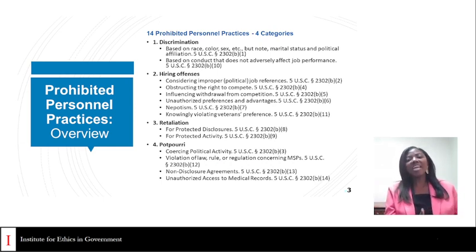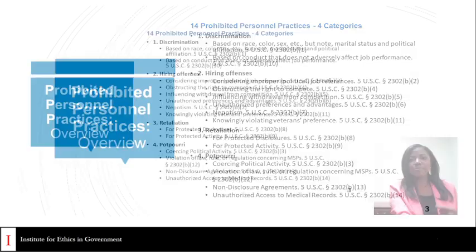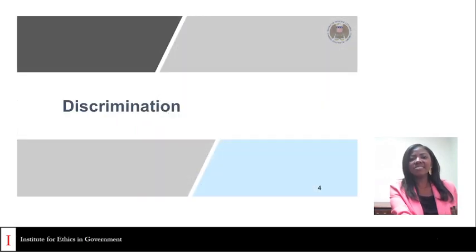This slide breaks down the 14 prohibitions. The first category is discrimination. Then you have hiring offenses, you have retaliation, and then potpourri. And as I explained in the first part of this video, you can enjoy watching the retaliation videos, provided by the chief of our Diversity Outreach and Training Unit, Shireen Mawazed. So today we're just going to focus on discrimination, hiring offenses, and potpourri. Next slide, please. Our first category is discrimination. And we'll move to our next slide.